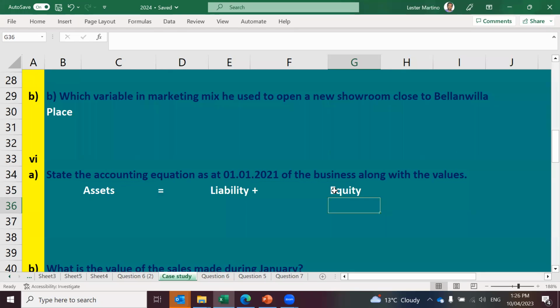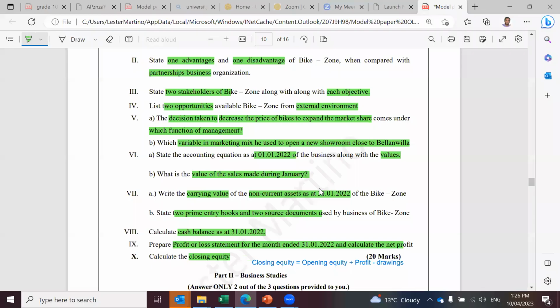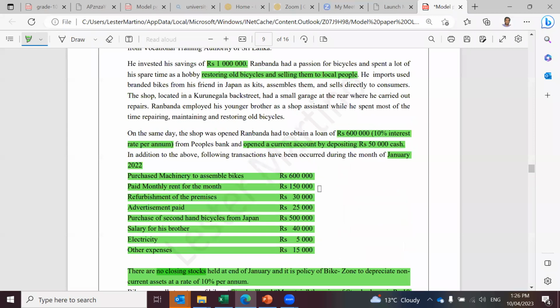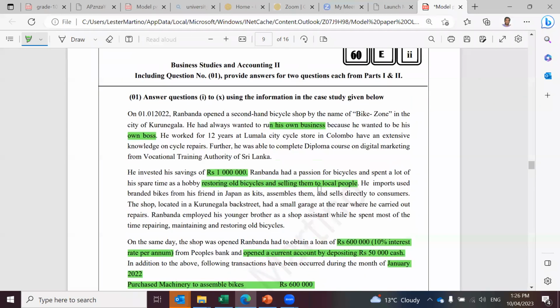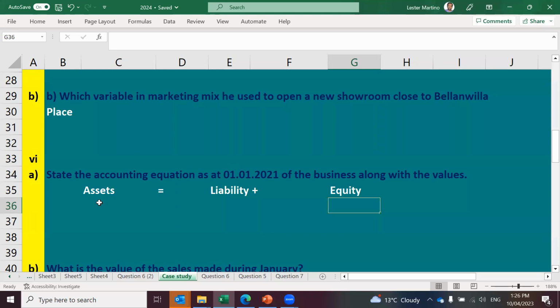Okay. Right. So we'll go to the scenario here. So the information with rupee values. Information with rupee values come to accounting. Remember, that's the structure. So what is the rupee value? He invested savings, 1 million. So write it down, 1 million. Equity 1 million.